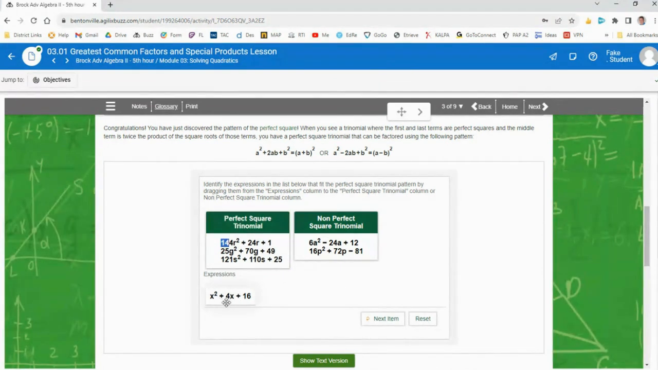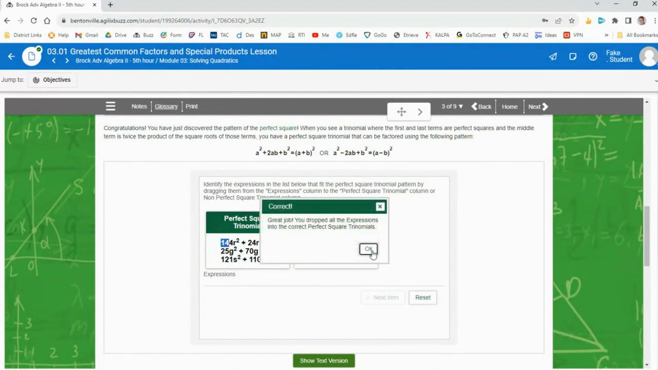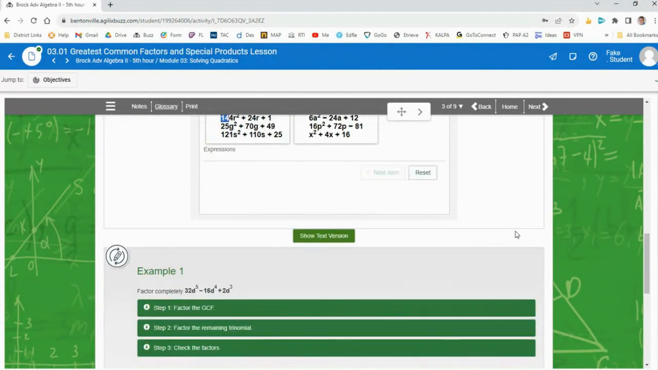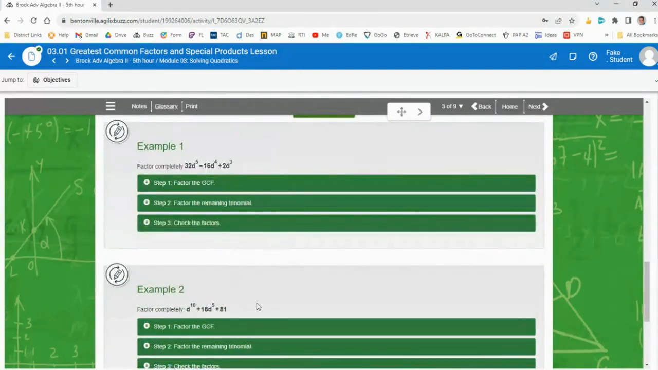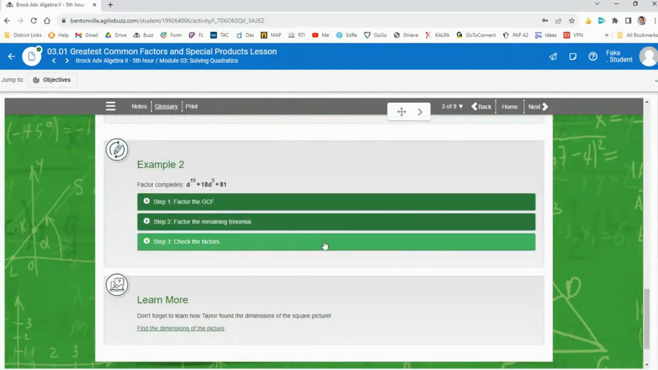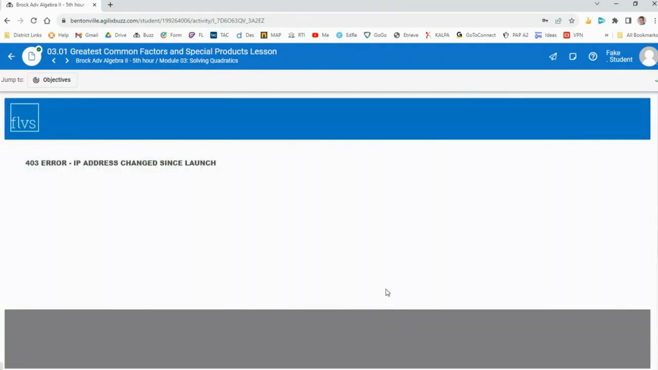This is not a perfect square, right? Because we take the 4 and we cut it in half, it's 2. Coefficients of 1 out here. 2 squared is not 16. All right, there's another one. More examples. It does walk you through how to do that, so I won't go through all these examples because we only have so long in class.